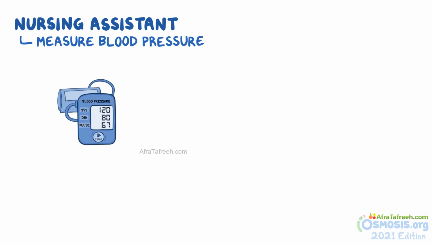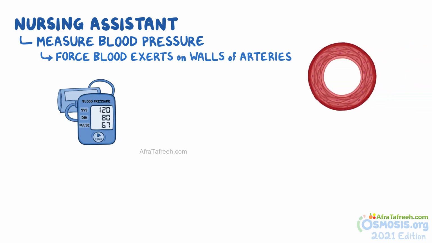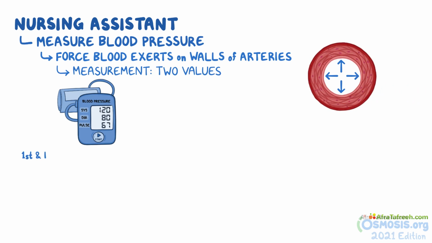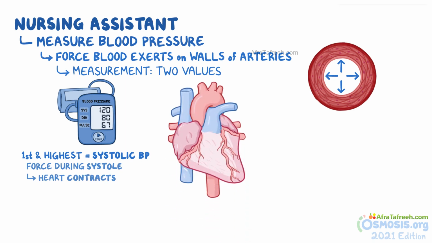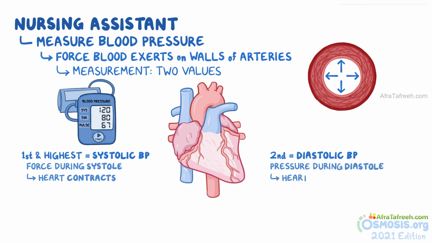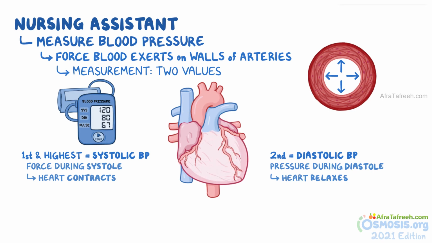As a nursing assistant, you will need to measure your client's blood pressure. Blood pressure refers to the force that the blood exerts on the walls of the arteries. Now, a blood pressure measurement has two values. The first and the highest is the systolic blood pressure, which is the force that the blood exerts on the walls of the arteries during systole, or when the heart contracts to pump blood through the body. The second one is the diastolic blood pressure, which is the pressure on the walls of the arteries during diastole, or when the heart relaxes and refills with blood between heartbeats.